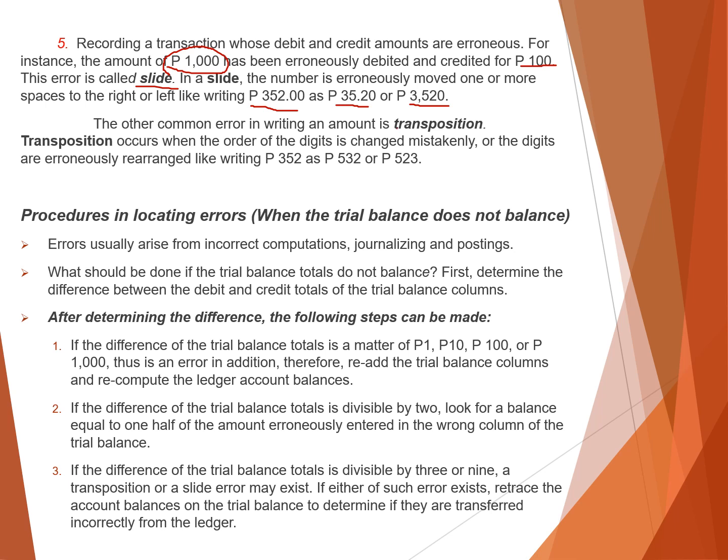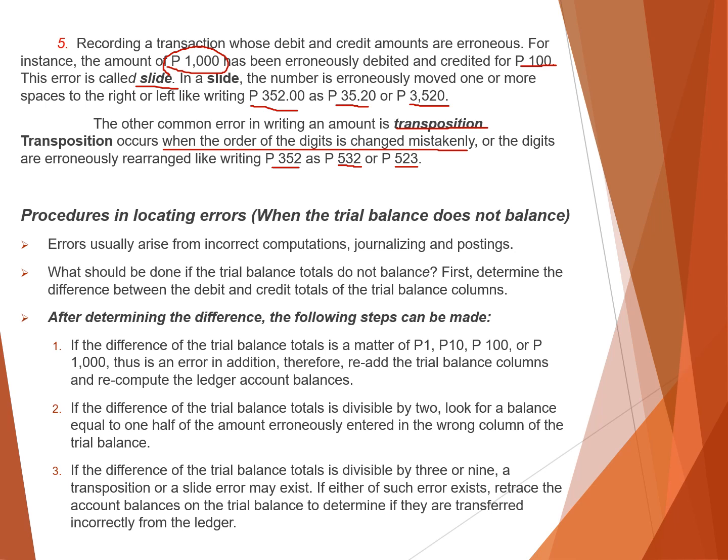Another one is transposition. Ano naman ang transposition? Ito naman, na pag-mamali mo yung order ng digits. For example, ito, 352. Nalagay mo 532 o kaya 520. Yan, isa pa rin yung error. Ngayon, pag ganyan ang nangyari, hindi ka nga talaga magbabalanse.